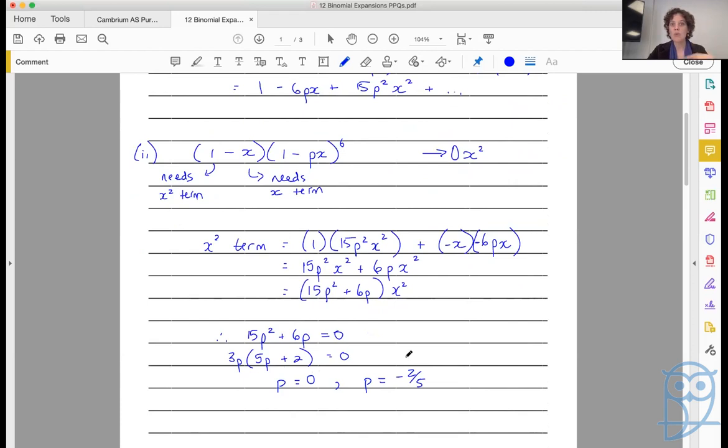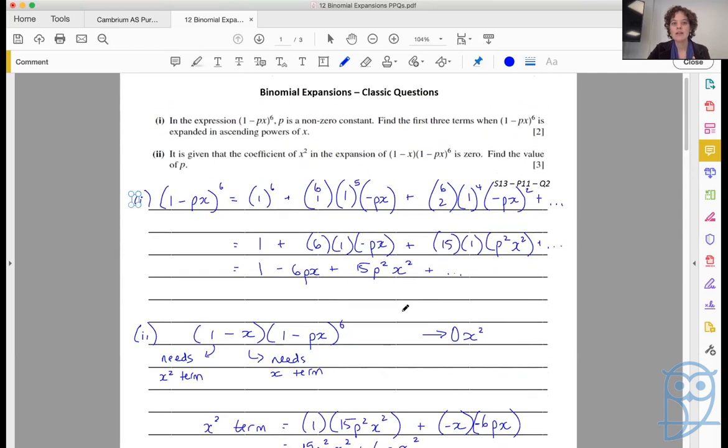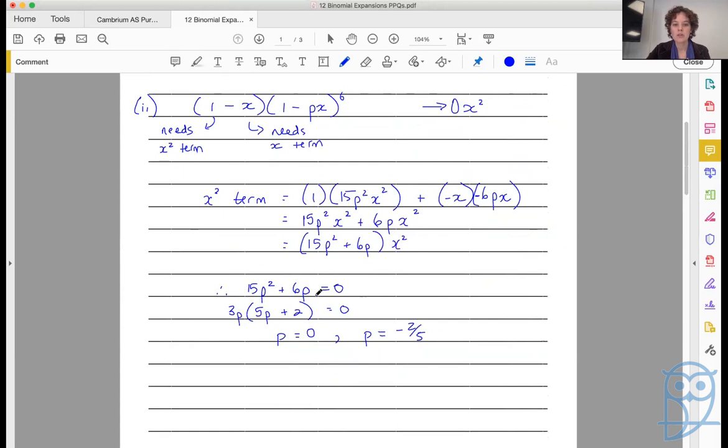But remember how way back a few moments ago I said keep that in mind? p is a non-zero constant. So given p doesn't equal 0, therefore p equals minus 2/5. So it really is about being a detective when you come to these questions. It's the same thing that you've been doing with APs and GPs, about being selective about what you're working with. It's just that you're working with different formulas now. So let's have a look at the next question.